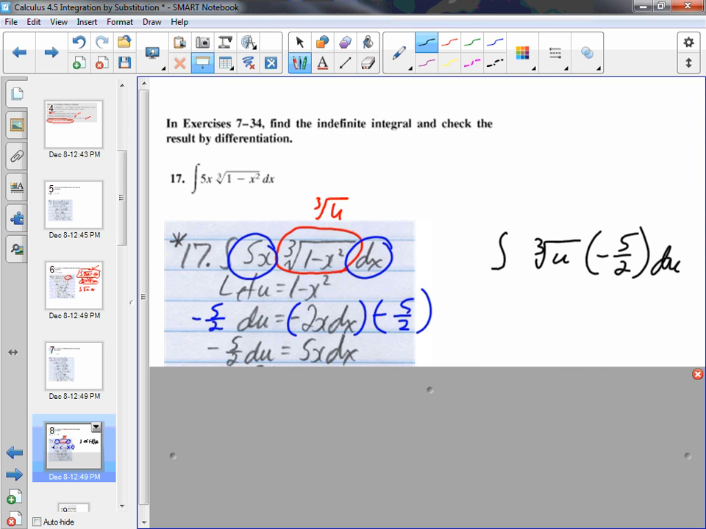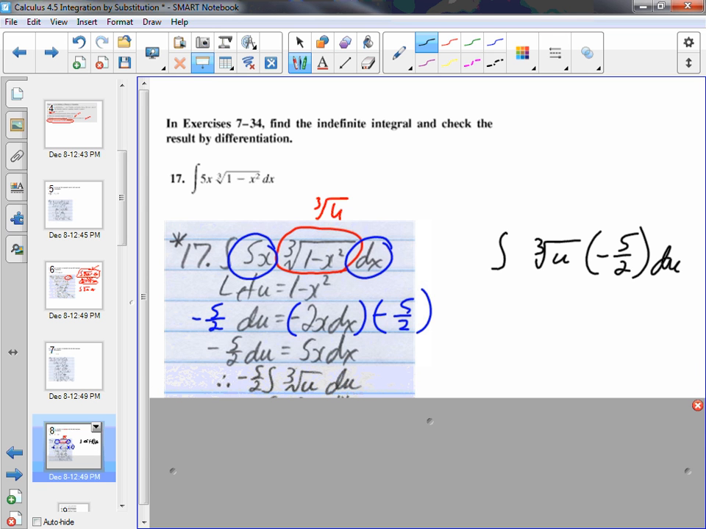And I'm going to do what with the negative 5 halves? If you see that you've got a constant that you're going to factor and put in front, you can just write it that way and save yourself a line of paper. I don't care. Most of the time, I'll go ahead and put the constant in front.